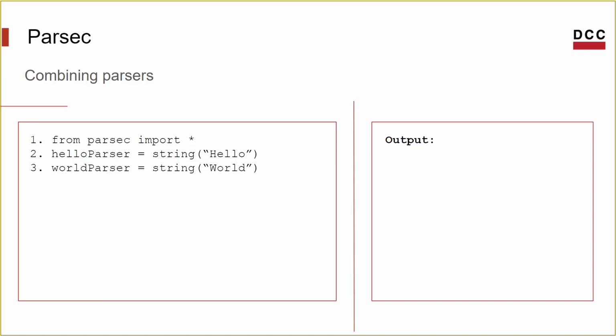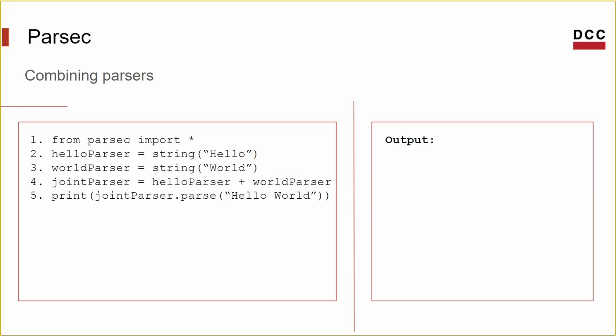Now we have two string parsers. We have a hello parser and a world parser. The Parsec library gives us some tools to combine these parsers. We can use the addition operator, and the output of the resultant parser will be a union of each parser output. But if we try to run this on that string, we'll see an error because there is a white space that we're not parsing yet. We didn't create a parser to consume this white space.